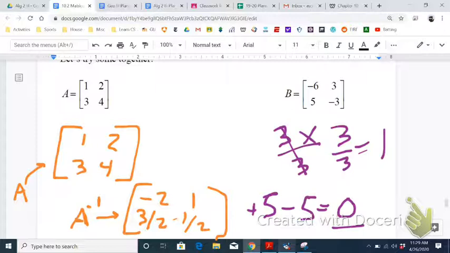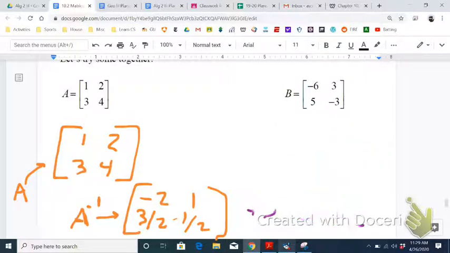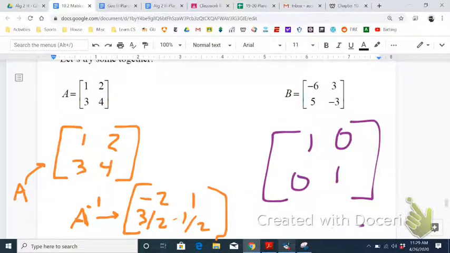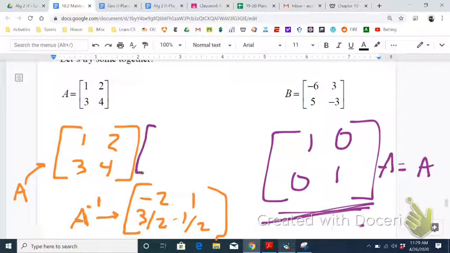So the identity matrix is going to be this: 1, 0, 0, 1. That's for a 2 by 2 matrix, because this matrix times anything is going to be itself. And we'll see that more later on. So now look what happens when I take matrix A and multiply it by its inverse. I get 1 times negative 2 is negative 2, and then 2 times 3/2 is 3. Add those together and we get 1.